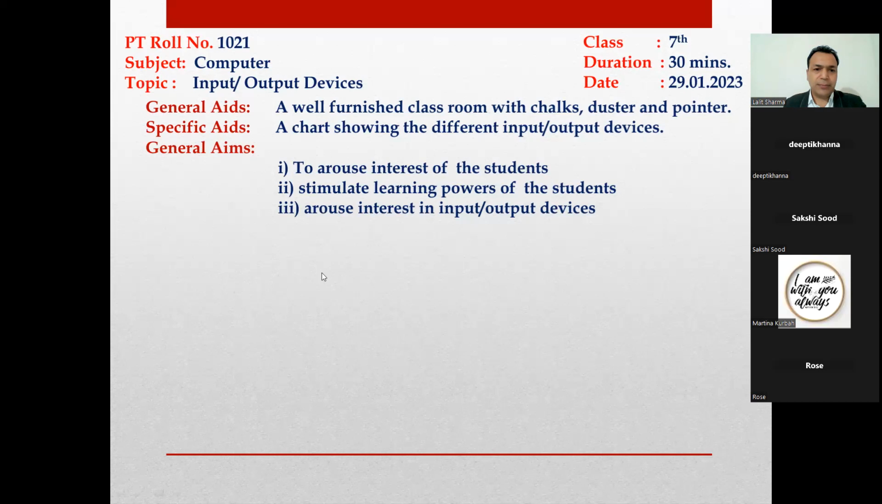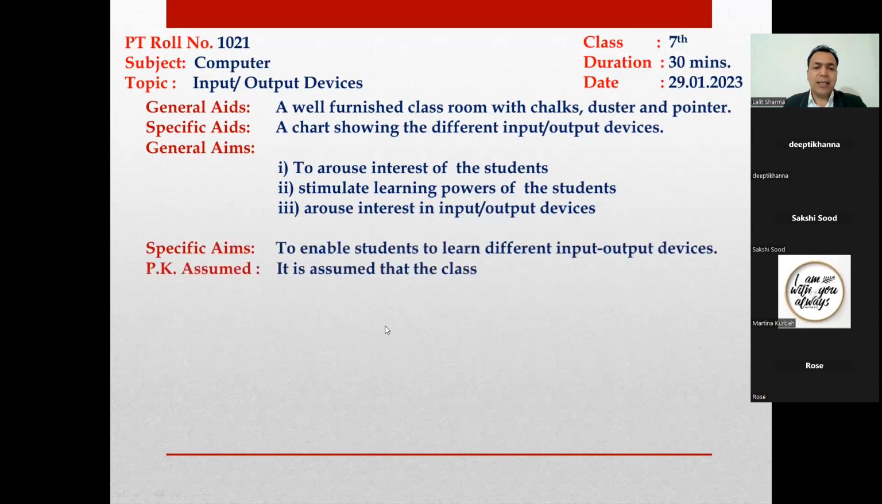Specific aim means you have to enable the student to use different input output devices. This is your duty. You have to make your students familiar with different input output devices. If your topic is noun, they should know about different kinds of nouns. If your topic is pollution, they should know about different kinds of pollution.